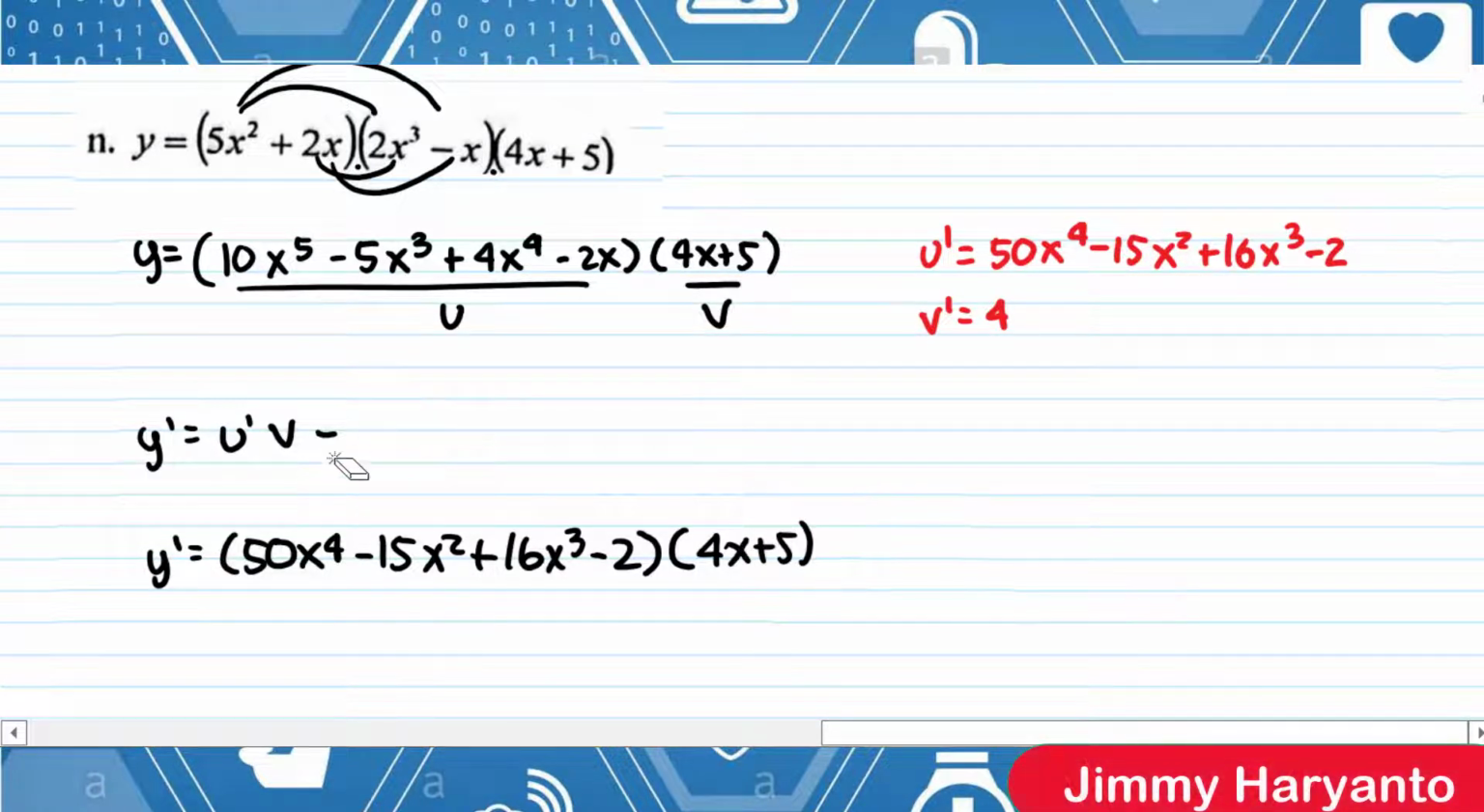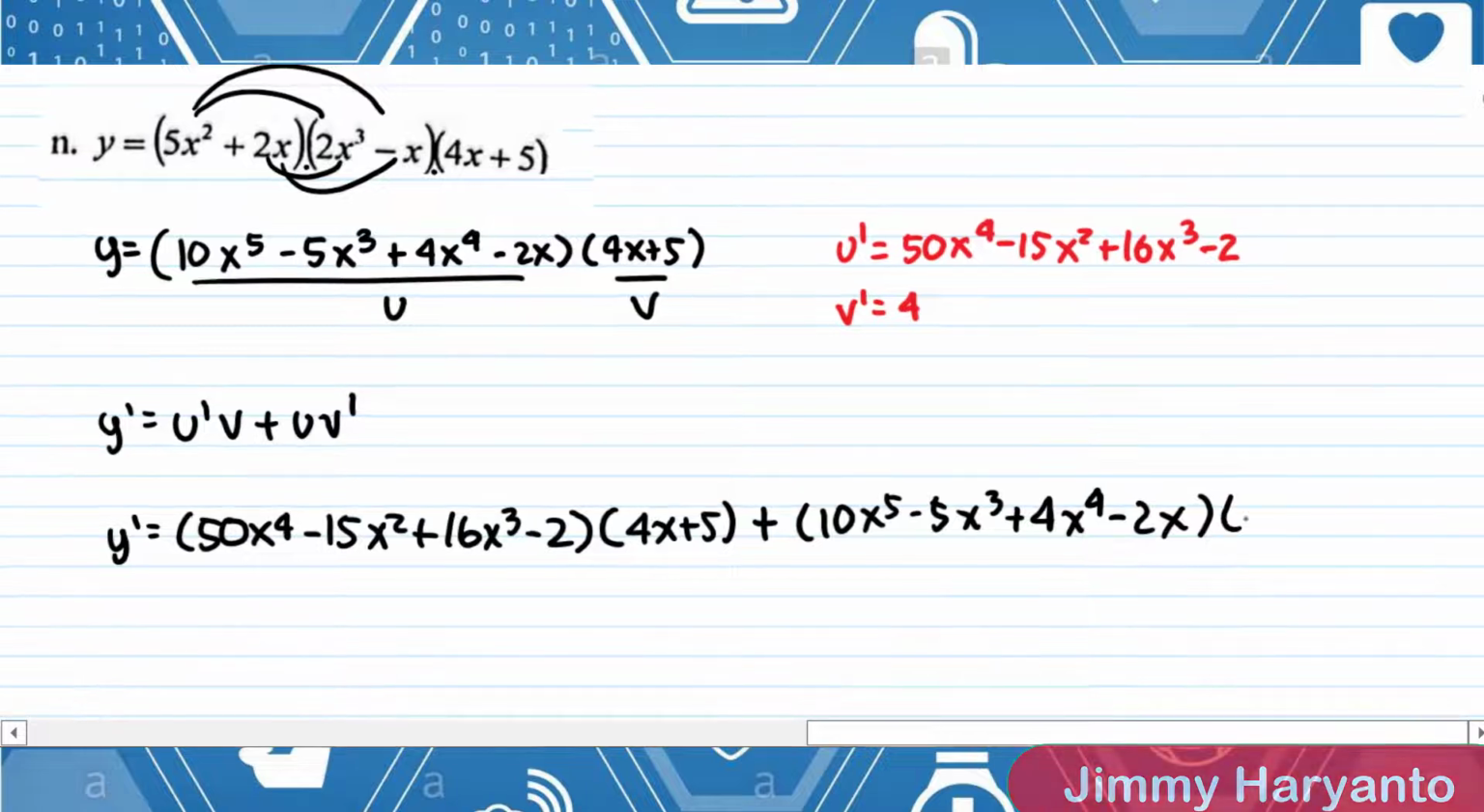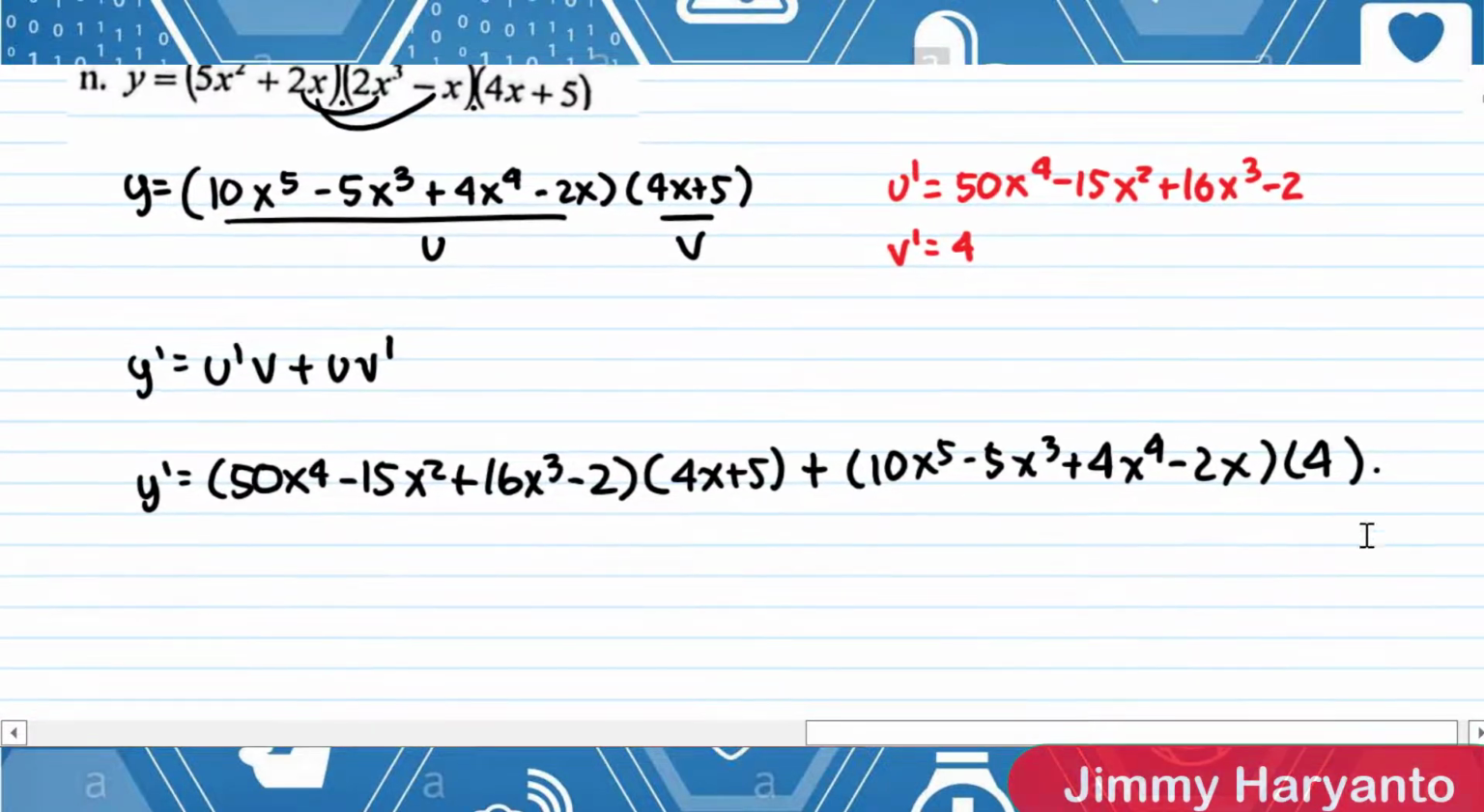Oh sorry guys, this one is product rule. U accent v plus u v accent. The u is 10x^5 minus 5x cubed plus 4x^4 minus 2x times with the v accent. V accent is 4. Okay, I think we cannot do anything else, so we will leave it like that.